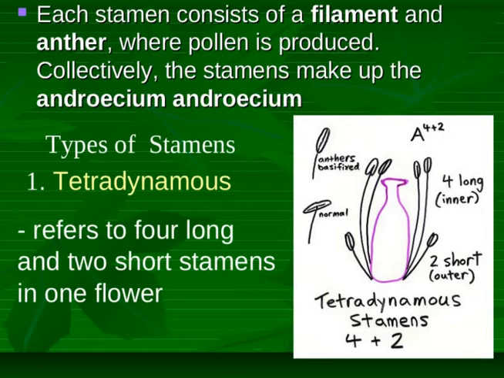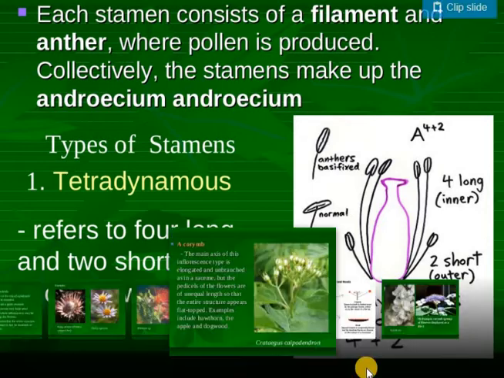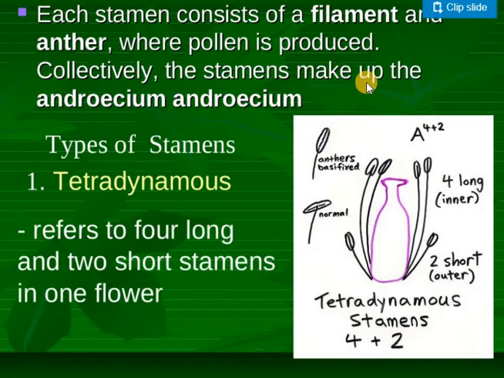And when the stamens are arranged in a pattern 4+2, then it is called a tetradynamous condition. Tetradynamous means 4 larger and 2 smaller stamens. These are larger, 4 in number, and 2 are smaller. That is called a tetradynamous condition.